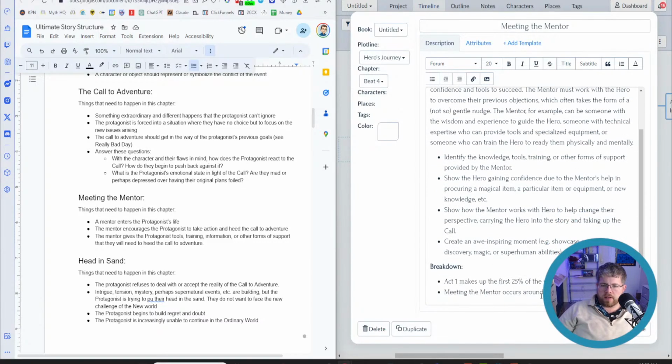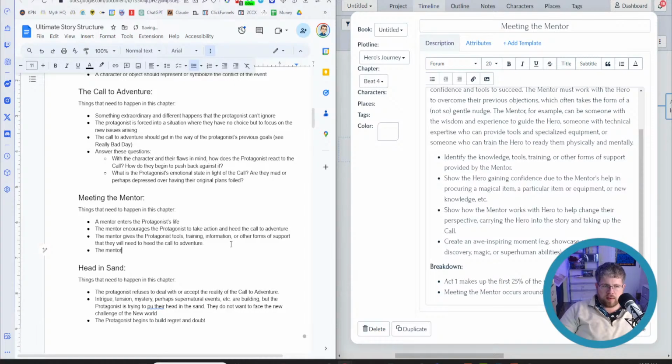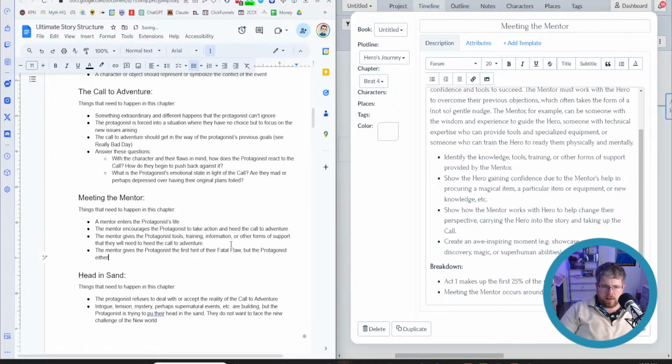So that's good there, I think. Well, maybe I'll add the mentor gives the protagonist the first hint of their fatal flaw, but the protagonist either doesn't realize it or chooses to continue ignoring it. Fatal flaw is an important concept that we don't really see here.